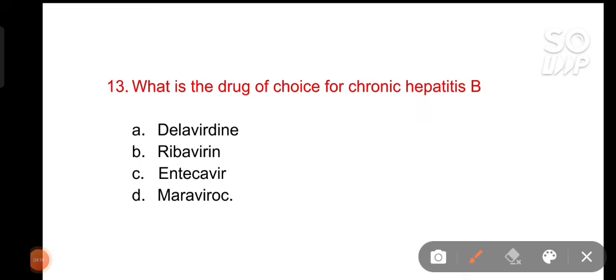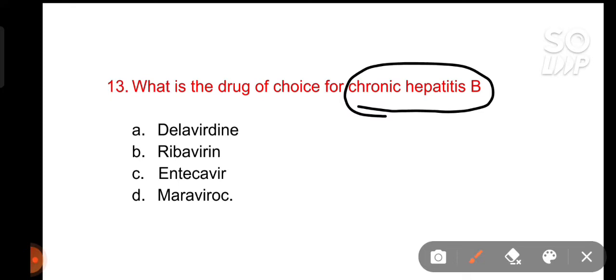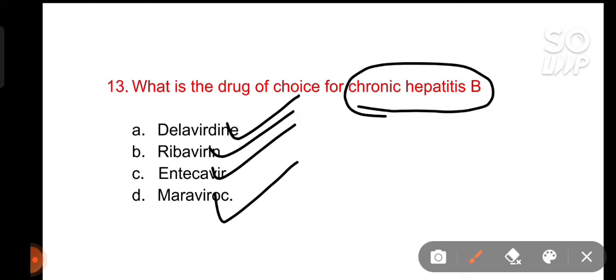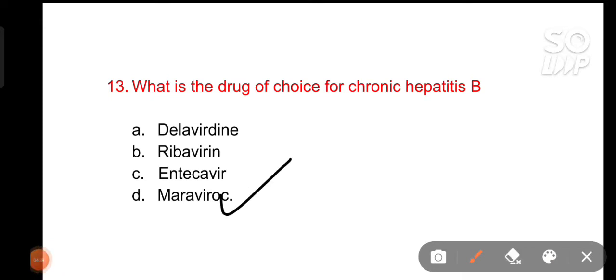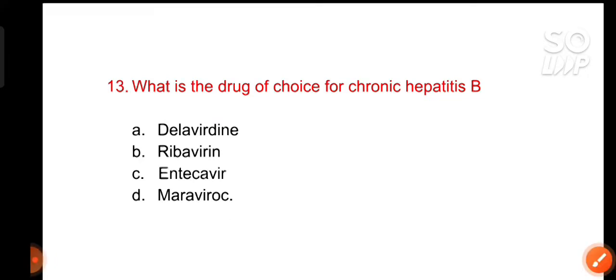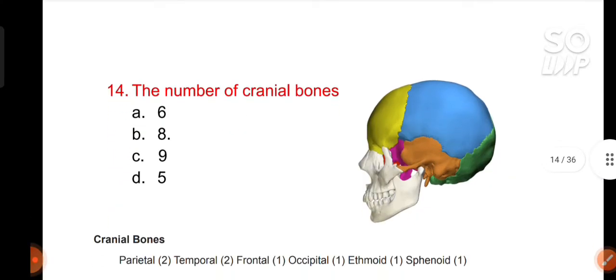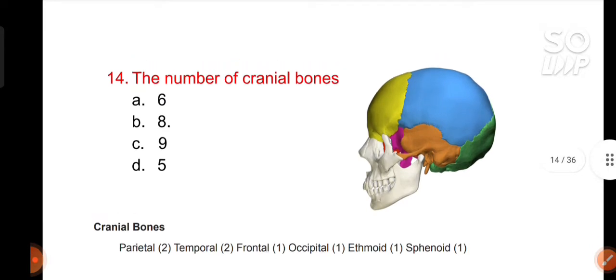So the next question is, what is the drug of choice for chronic hepatitis? So in the case of chronic hepatitis, which drug is the choice for giving for the patient? The options are delavirdine, option B, ribavirin, option C, entecavir, option D, maraviroc. The right answer is option D, maraviroc. Maraviroc is a drug of choice for the chronic hepatitis B.